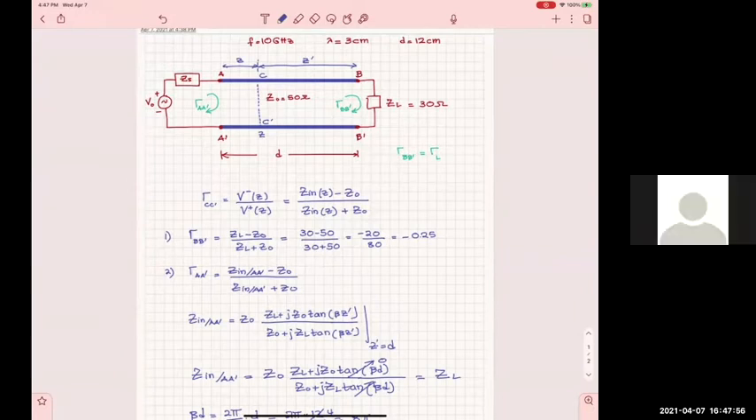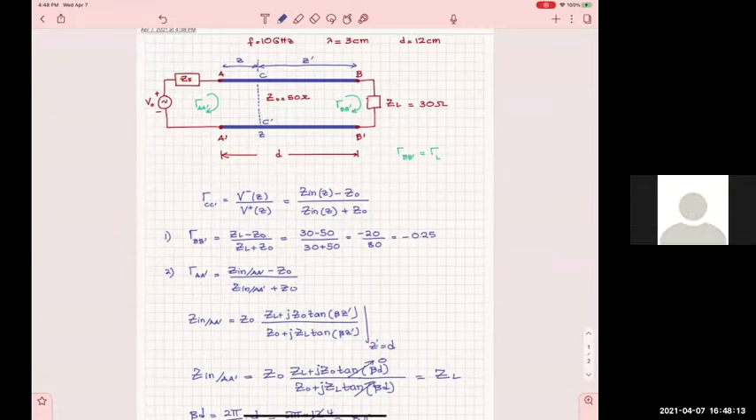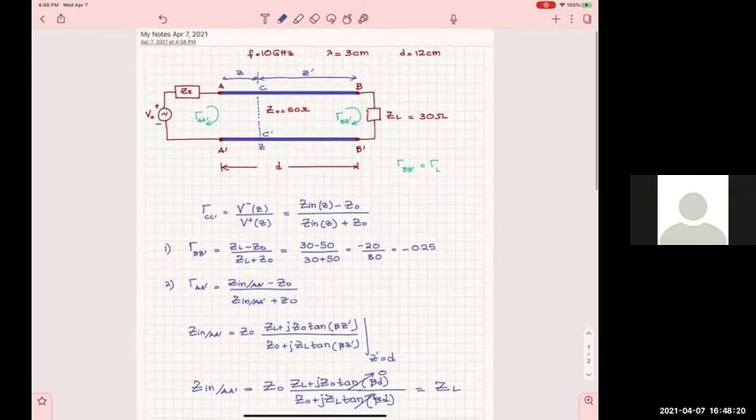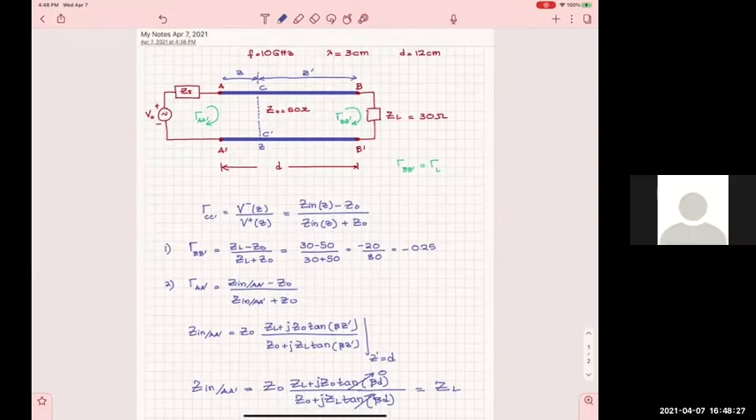Okay, so the gamma is gamma BB. So ZL minus Z naught over ZL plus Z naught. It says ZL is 30 there, and then Z naught was given to us as 50. Yes, that's how you got that. And then the gamma CC is just an arbitrary value, a more general expression.